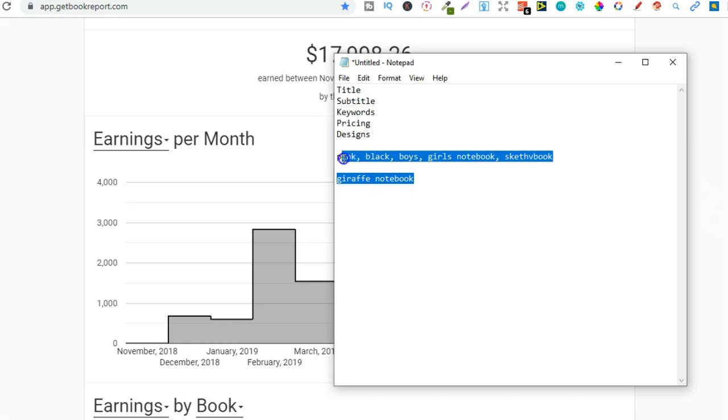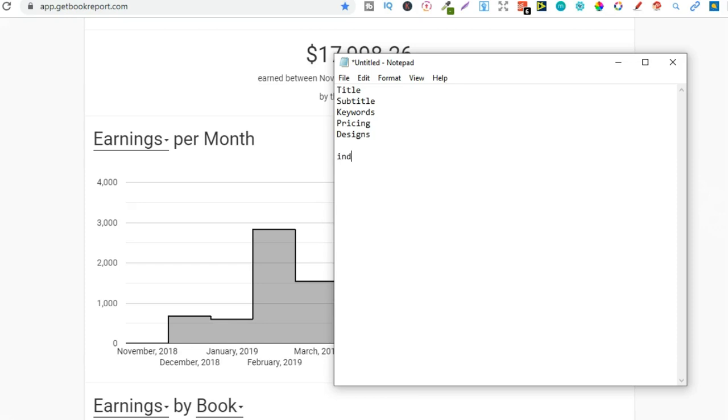So now the next one is actually keywords. Keywords are very important. Now there's multiple different ways that you can do keywords. If you want to know my keyword strategy, the only place you can find that is in Printing Profits. So if you want to check that out, go ahead by going to printingprofits.com.